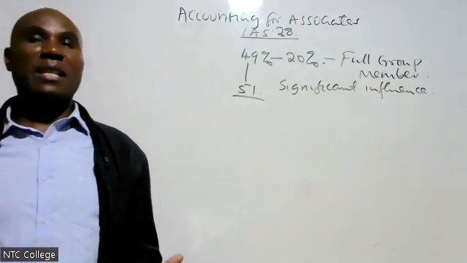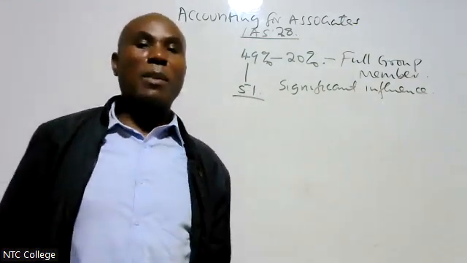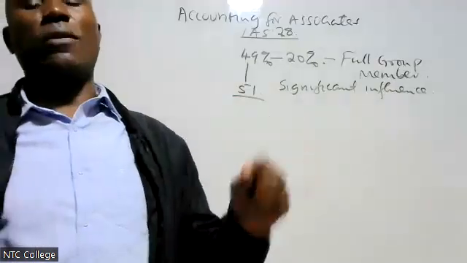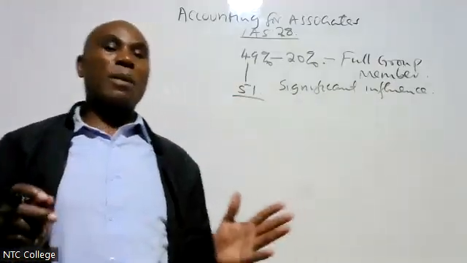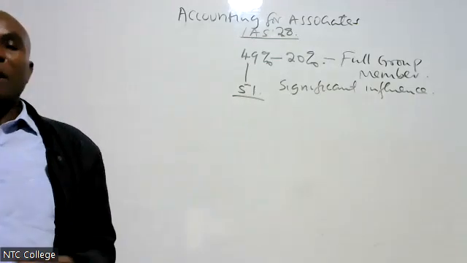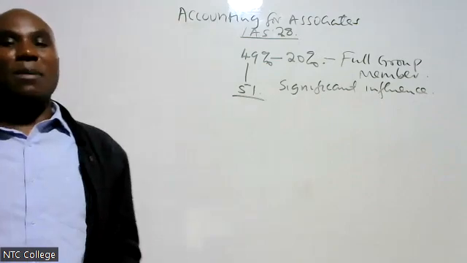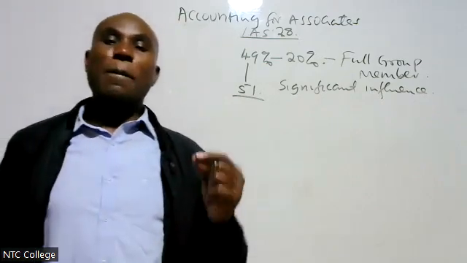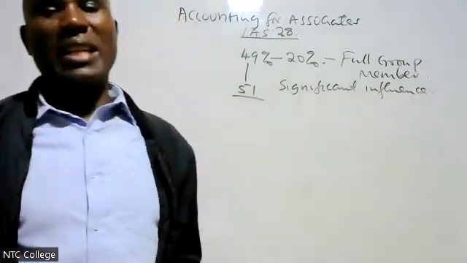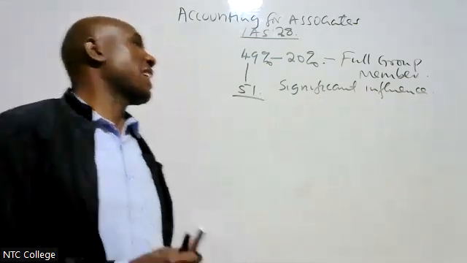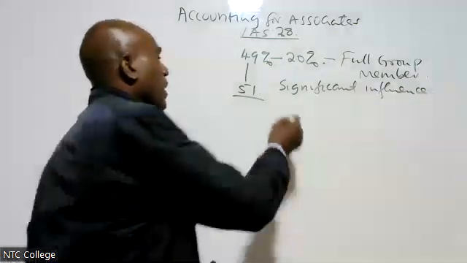Thereby, I just participate in the decisions of that company, but I don't control it, I don't make decisions for that company. I just participate in decision making, in financial decisions and in operating activities, but I don't control that associate. What are the indicators of significant influence?